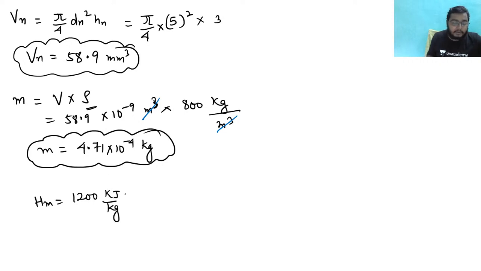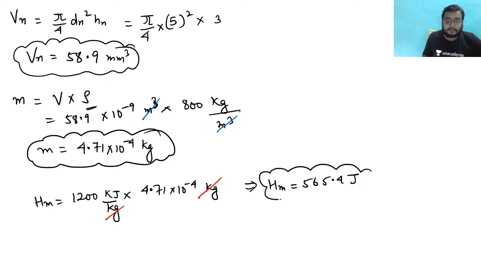Now if I multiply with the mass, that is 4.71 into 10 to the power minus 4 kg, the kg and kg will get cancelled out, and then you will be getting the HM in joules. So this is the HM. Clear? Now you have found the HM. How can you find the HS, the heat supplied?